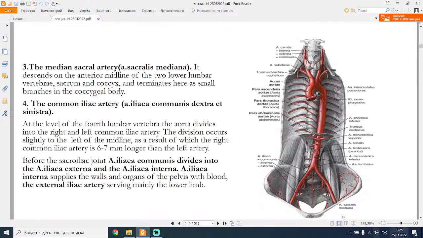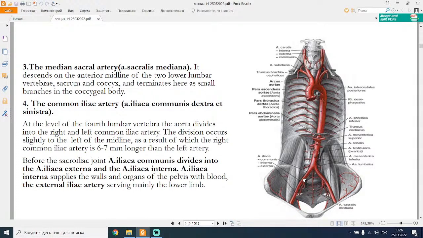Next artery, the median sacral artery, Arteria sacralis mediana. It descends on the anterior midline of the lumbar vertebrae, sacrum and coccyx, and terminates as small branches in the coccygeal body.